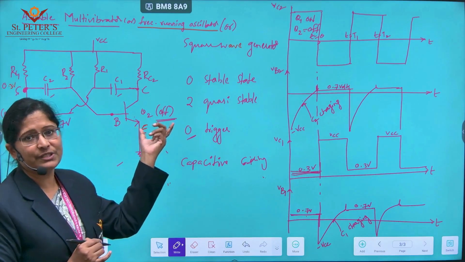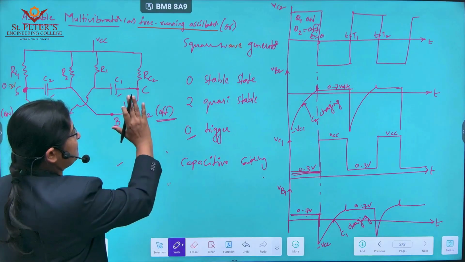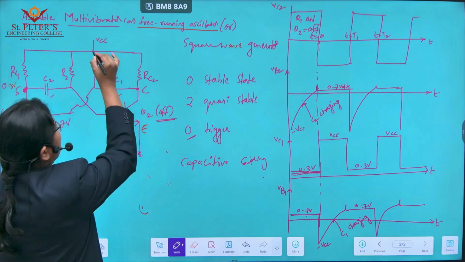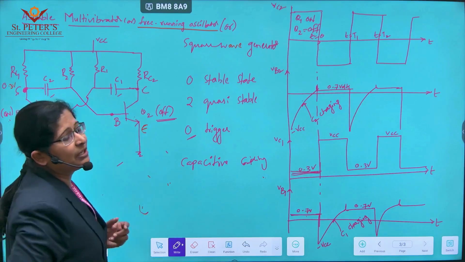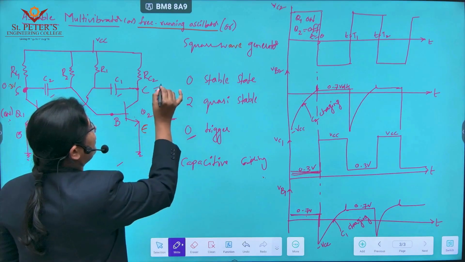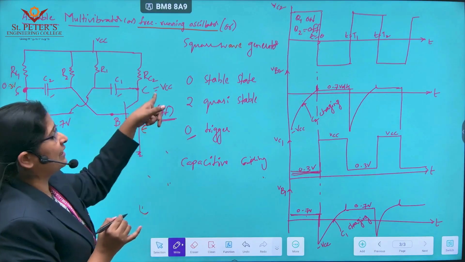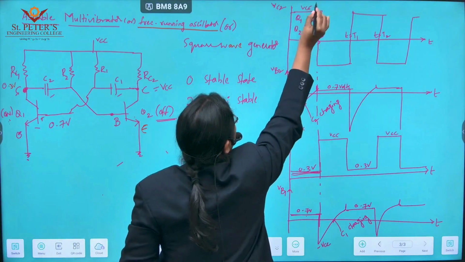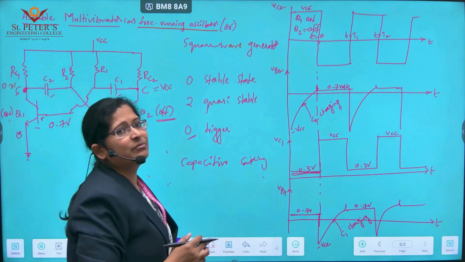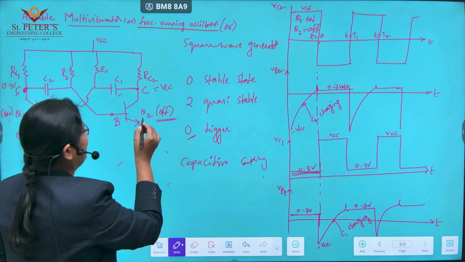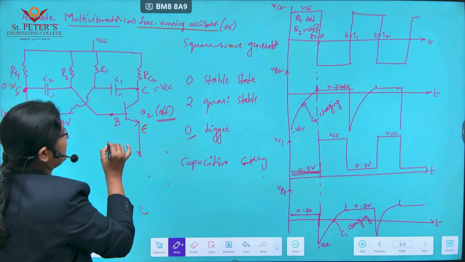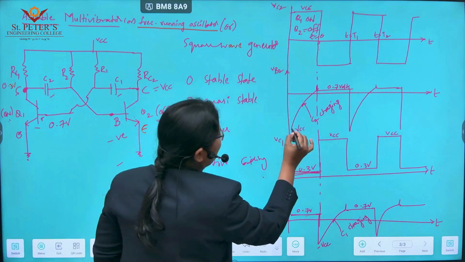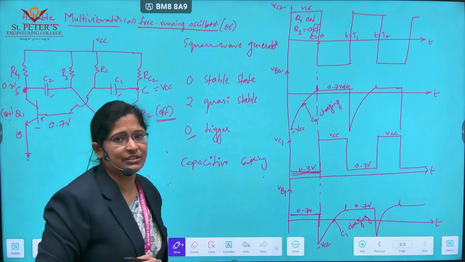Similarly, Q2 was off. For an off transistor, this path is an open circuit, nothing is there here, it is an open switch. So your supply is directly connected to the collector terminal of the second transistor. If you collect your output, VCC is directly connected here, so output VC2 is VCC. For t less than 0, the VC2 waveform is VCC, and as this is off, the base voltage is somewhere negative. So the VB2 waveform starts from some negative voltage.